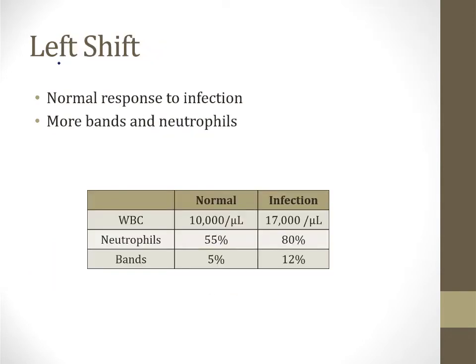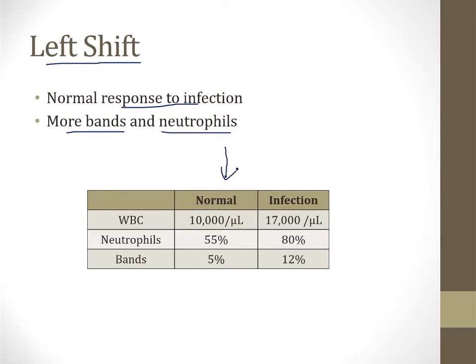In the setting of bacterial infection, the leukocytosis often demonstrates a feature known as a left shift. This is part of the normal response to infection. It involves the bone marrow producing more bands, which are immature neutrophils, as well as more neutrophils. To understand this, let's look at this table on the screen.